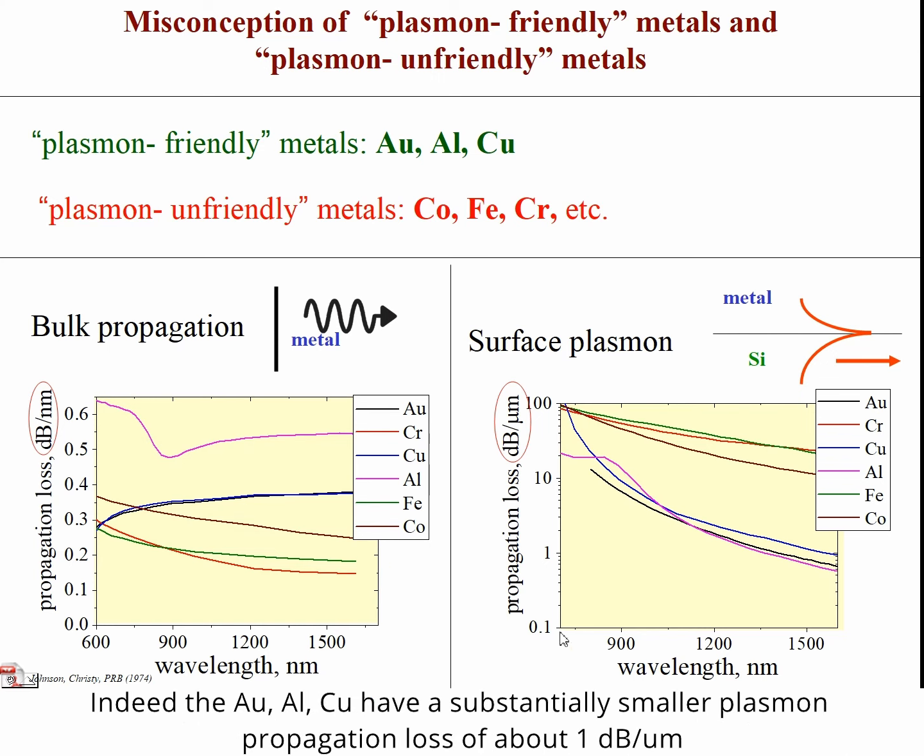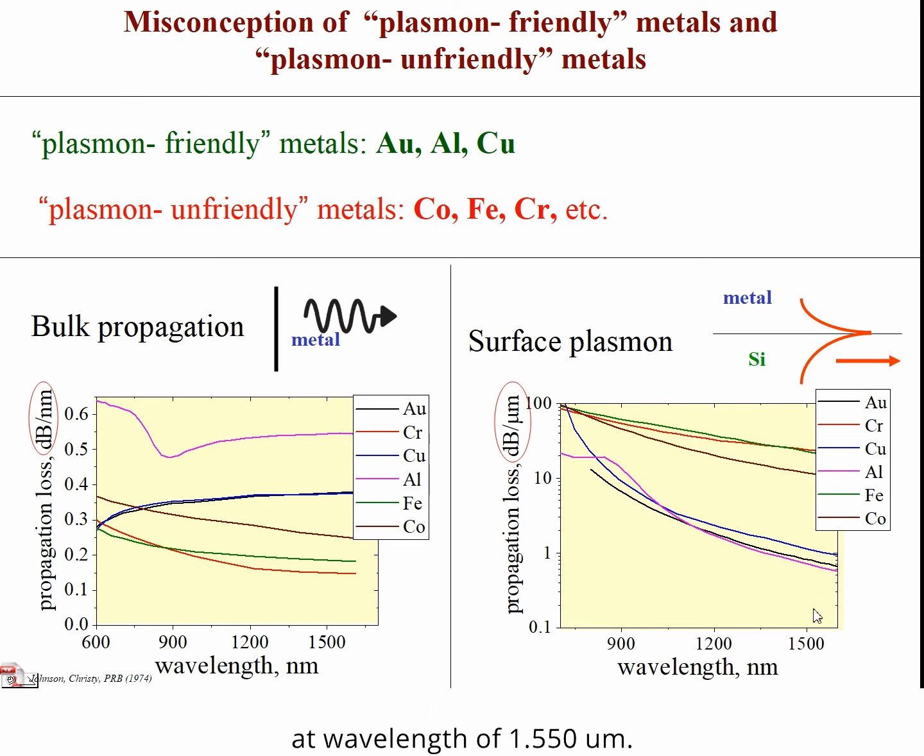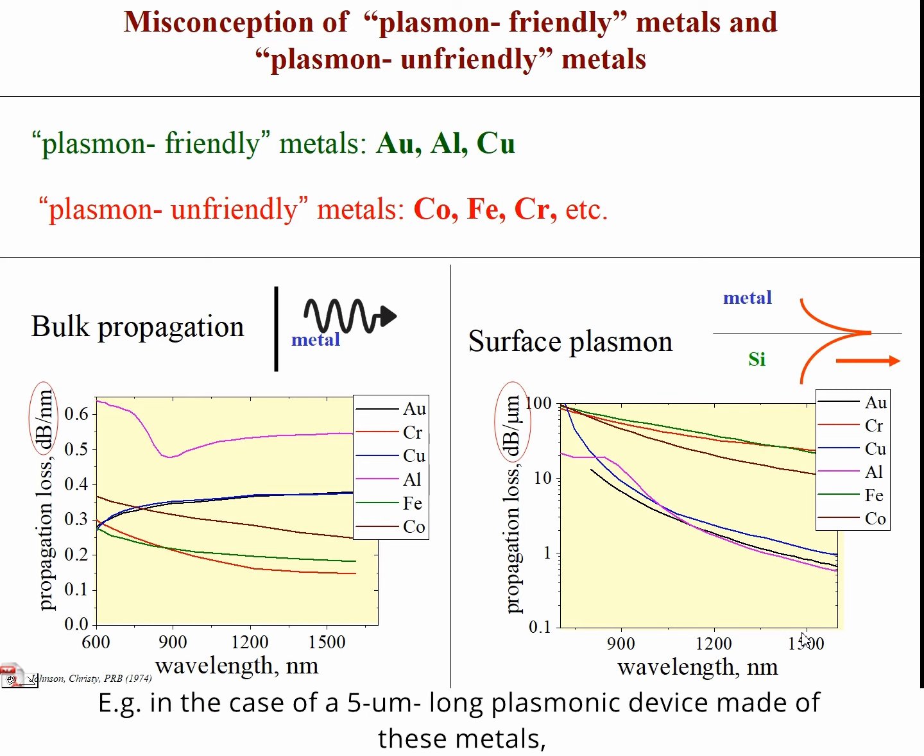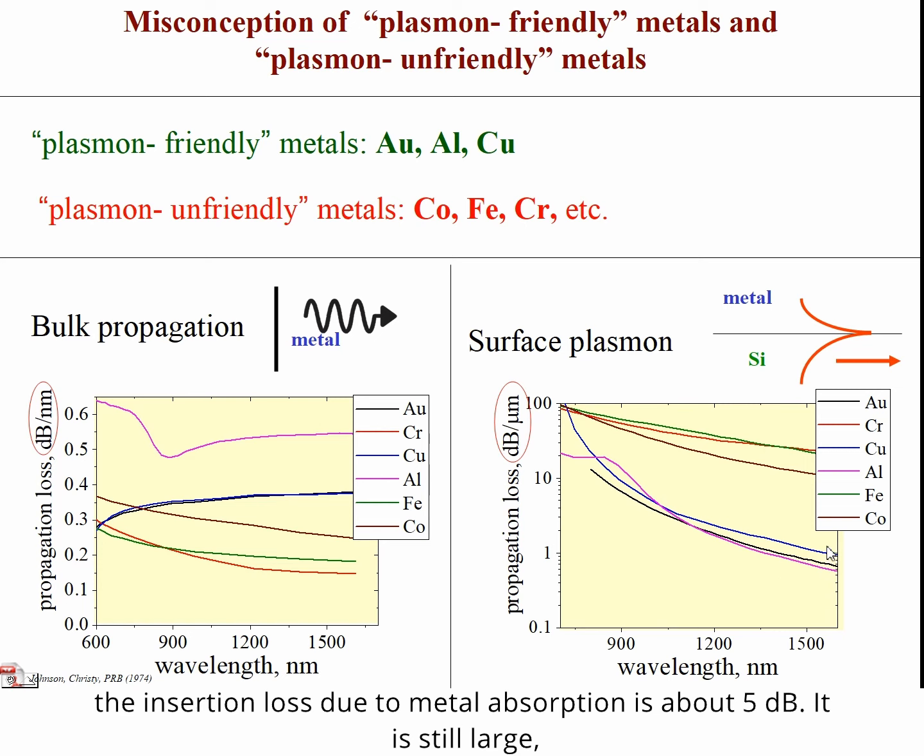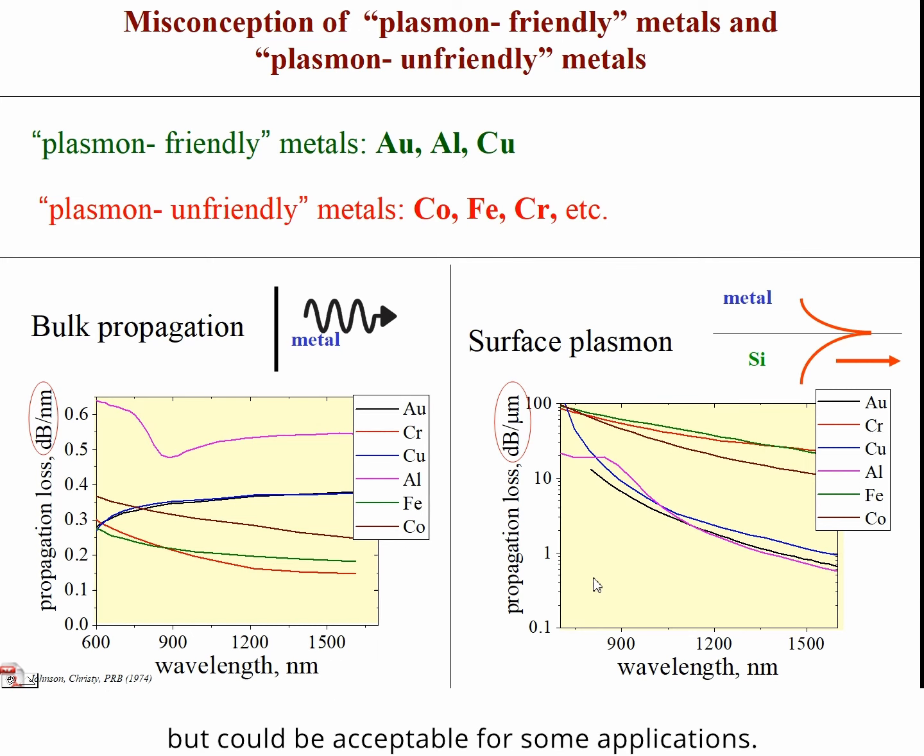Indeed, gold, aluminum, and copper have a substantially smaller plasmon propagation loss of about 1 decibel per micrometer at wavelengths of 1.5 micrometer. For example, in the case of a 5 micrometer long plasmonic device made of these materials, the essential loss due to metal absorption is about 5 decibel. It's still large, but could be acceptable for some applications.